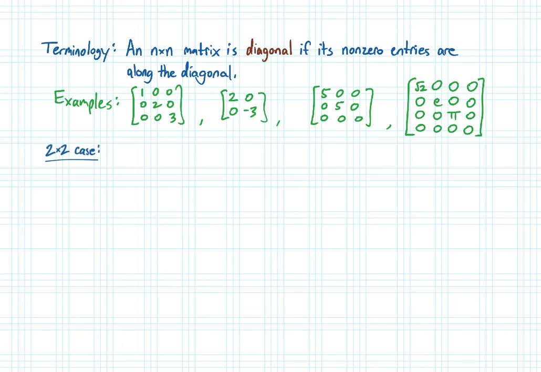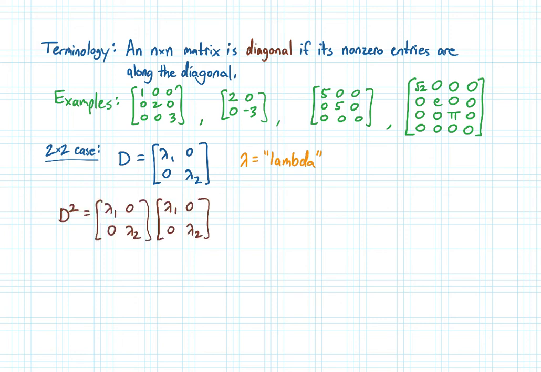So to keep things simple, let's focus on the 2x2 case, but everything we're going to do works in higher dimensions as well. So this is the general form of a 2x2 diagonal matrix. And we're using the Greek letter lambda to denote the entries along the diagonal. And my claim is that diagonal matrices are simple in the sense that you can solve the corresponding dynamical systems and differential equations easily. So for dynamical systems, we would want to compute powers of D.